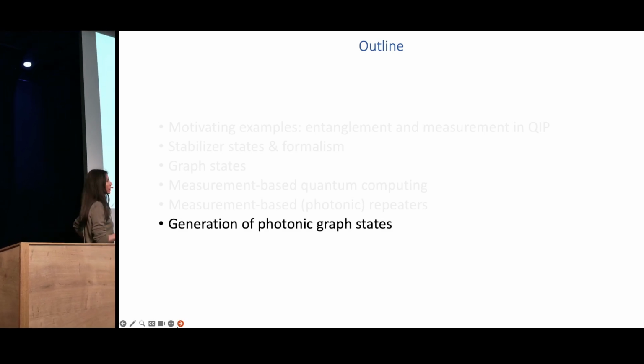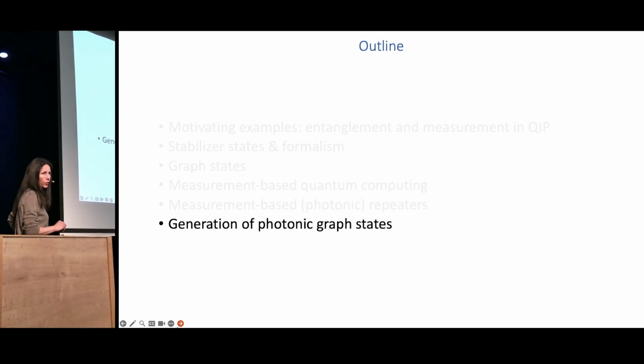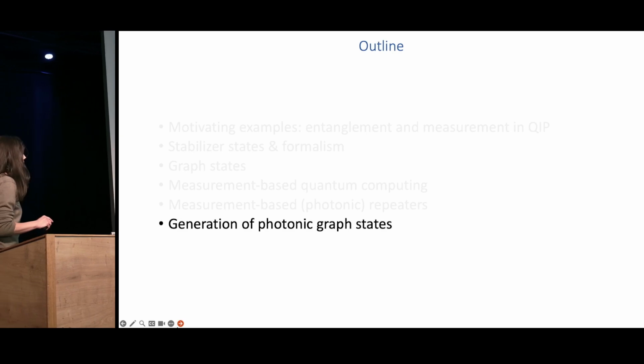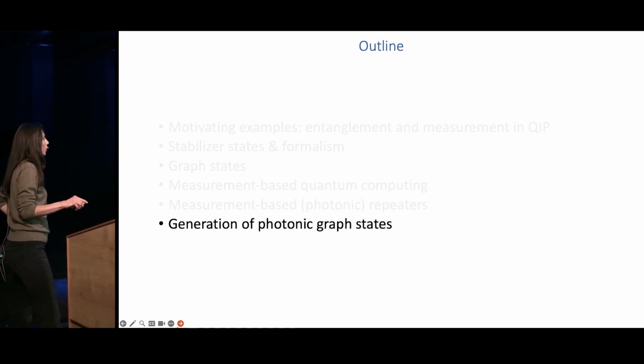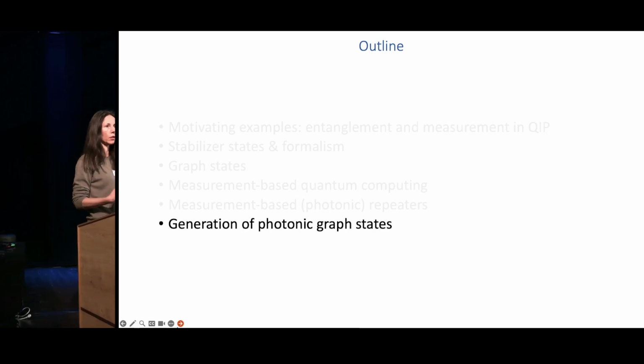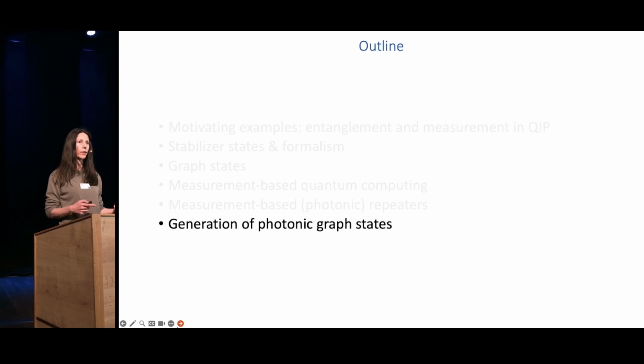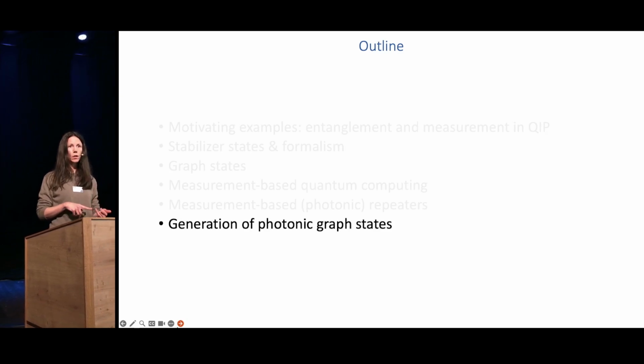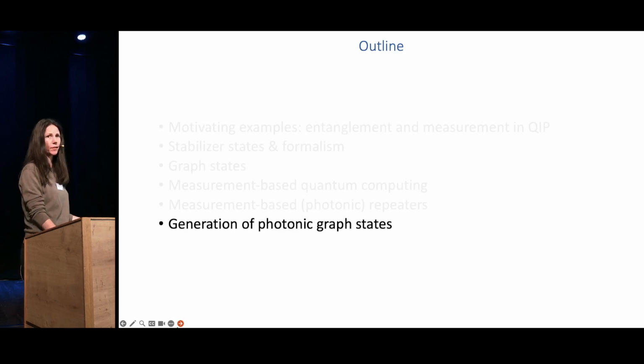I'll flash this quickly. So this is not as technical as some of the other things I presented. And this part is just how do we generate these states? We saw that if I am able to generate states like these, I can do very powerful things. I can do universal quantum computing. I can create quantum networks. But we still don't have these things.